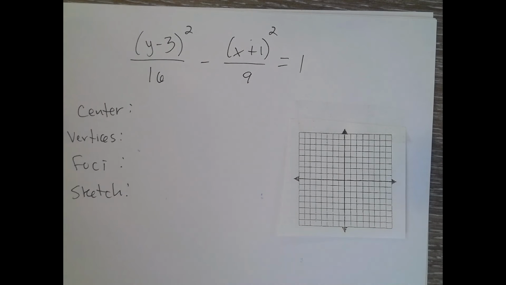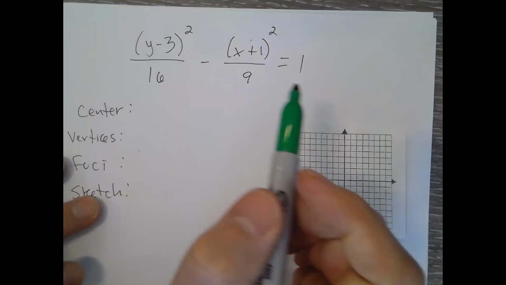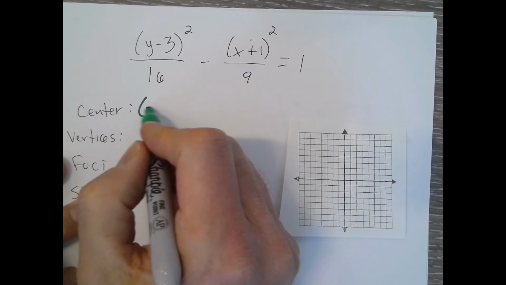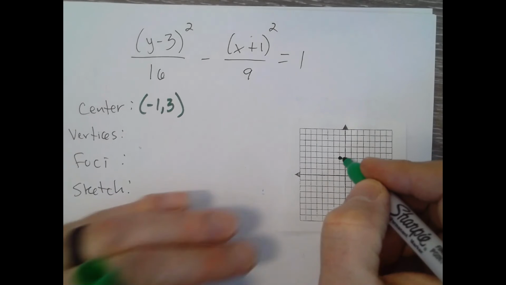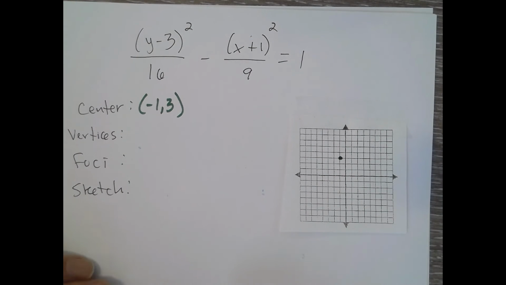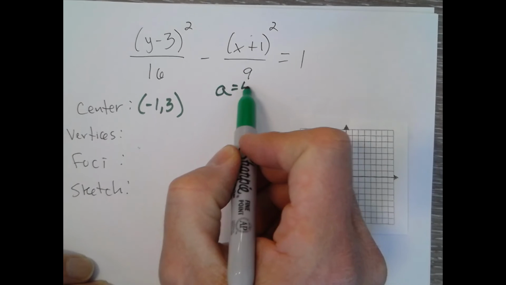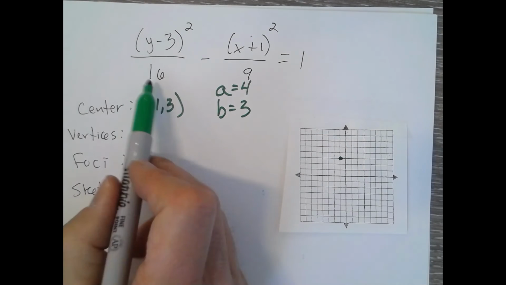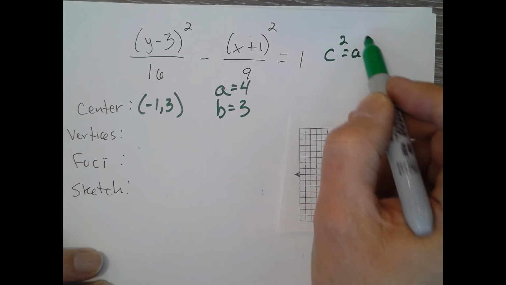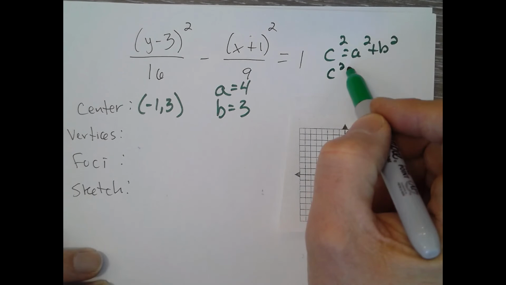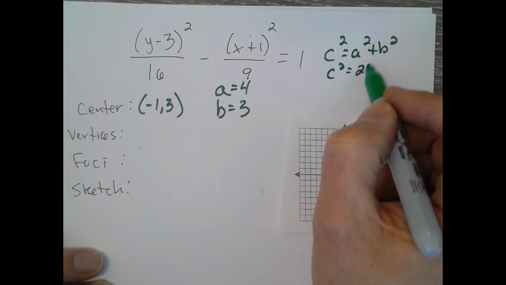All right, so going through this, first thing we have to look at is the center. The center is (-1, 3). How many got that far? Good, we're off to a good start. Okay, so A is 4, and B is 3. That's always A squared right here, that's always B squared. So C squared equals A squared plus B squared. So C squared equals 16 plus 9, 25. So C is 5.